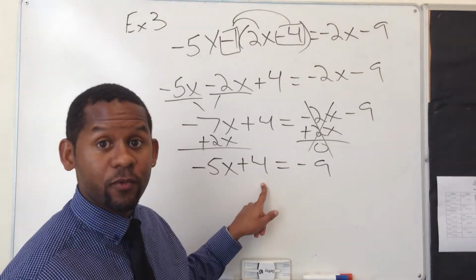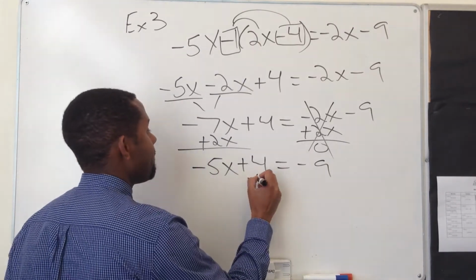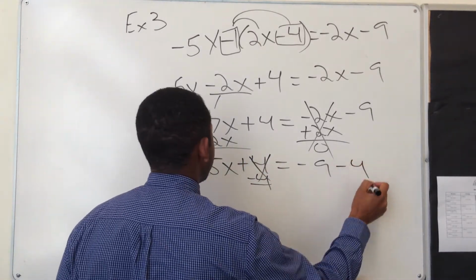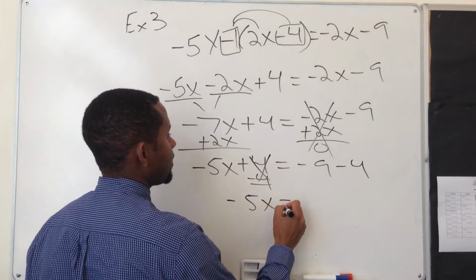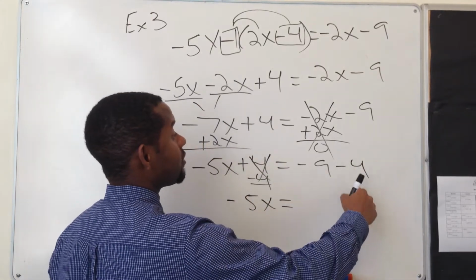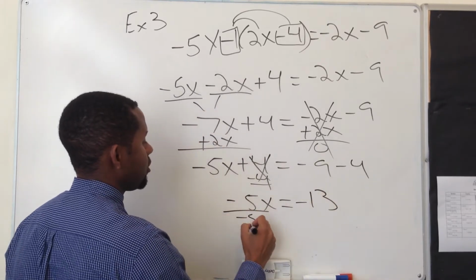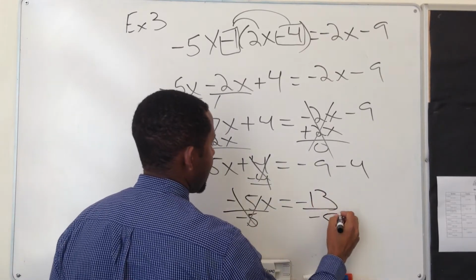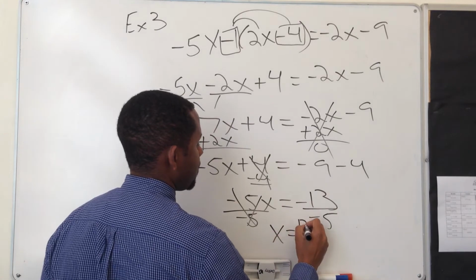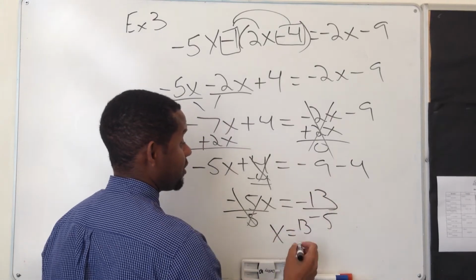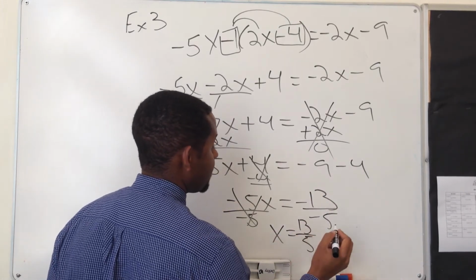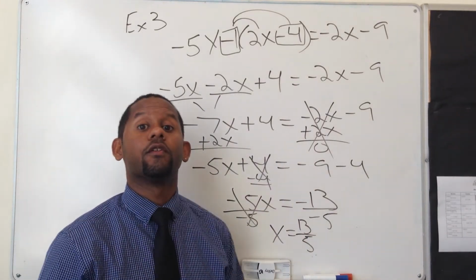Now I got to get rid of this 4. Hopefully you're like, subtract 4. Minus 4, minus 4, negative 5x equals. I owe you $9, then I owe you 4 more dollars, meaning I owe you $13. Divided by negative 5, x equals, because the negative divided by negative is really positive, x equals 13 over 5.